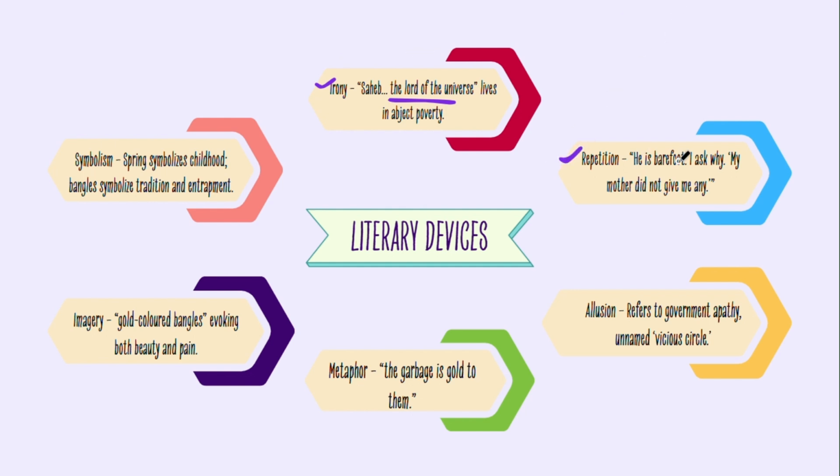Repetition: "He is barefoot. I ask why my mother did not give me any." So you can see that "I" has been repeated, and there is repetition in this. Allusion: it refers to government apathy and an unnamed vicious cycle. So the story alludes to how the government does not take any steps towards improving these people's situation.